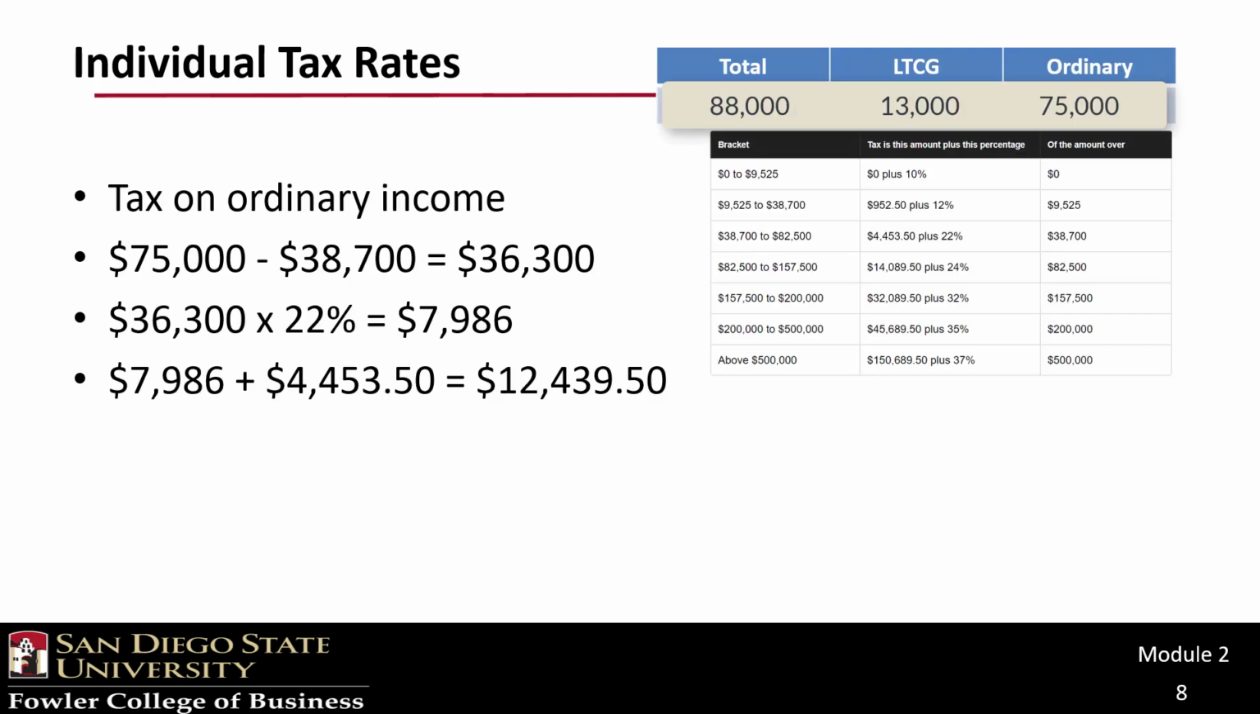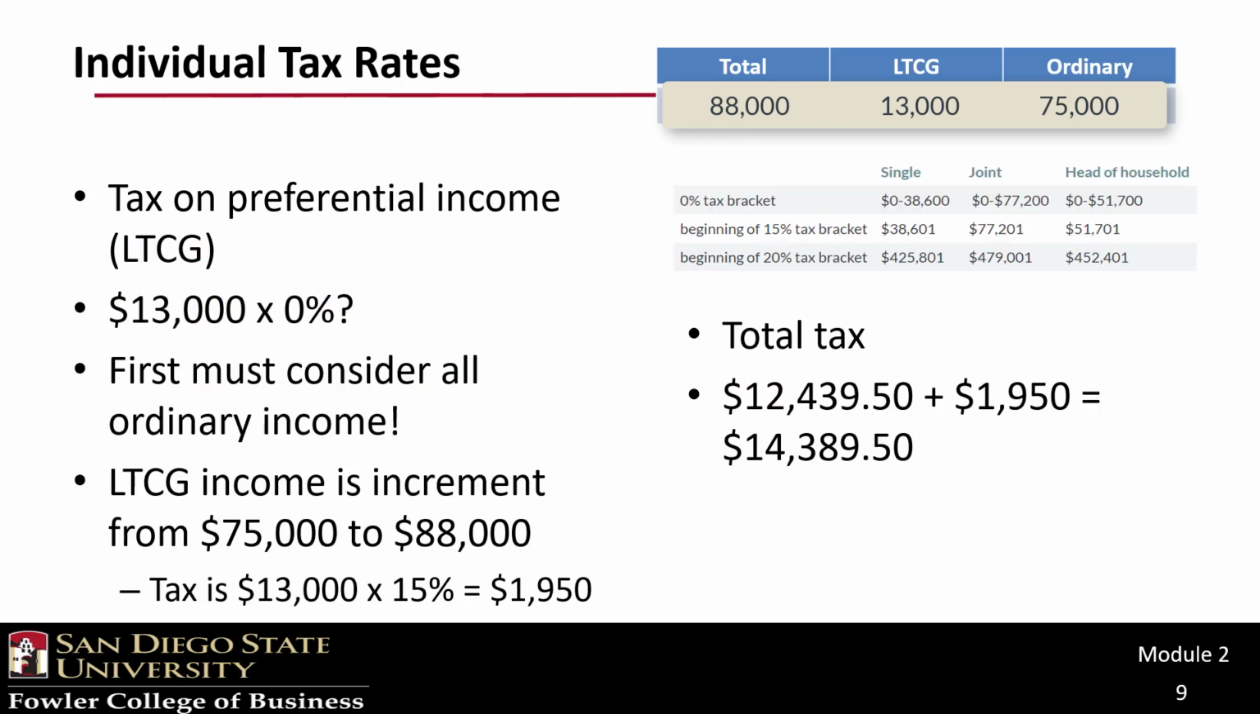Now we can push the $75,000 of ordinary income through the typical tax rate schedules, and we get an ordinary tax of $12,439.50. To determine the tax on the $13,000 of long-term capital gain, we need to examine the separate long-term capital gain and qualified dividend tax rate schedules. And these are, of course, different than the ordinary tax rate schedules.